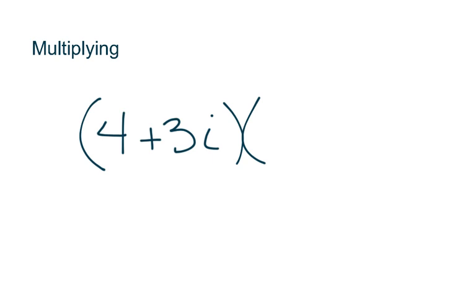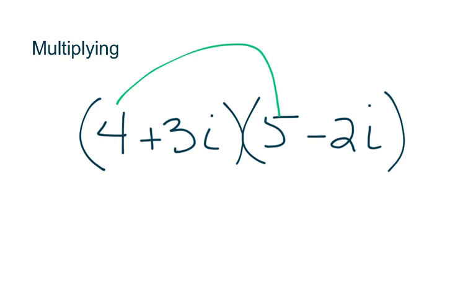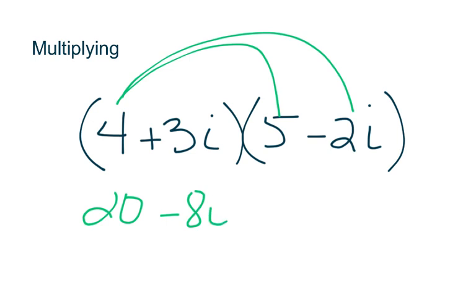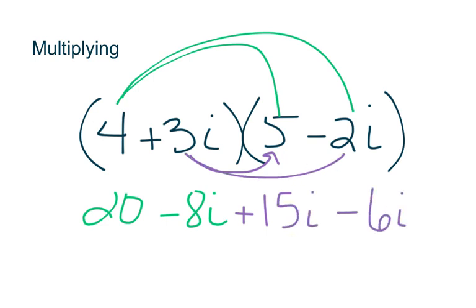Okay, multiplying. Now, multiplying is just going to require foiling. So if I do 4 plus 3i times 5 minus 2i, foiling, just as if it was an x. So 4 times 5 is 20. 4 times negative 2i is negative 8i. So that's the first one. And then if I do this one, this is 15i. And then, of course, negative 6i squared.